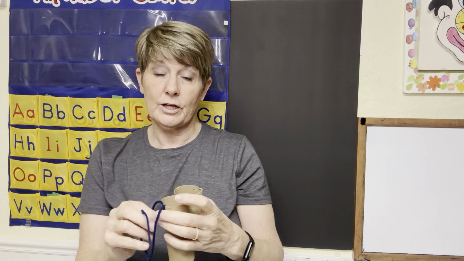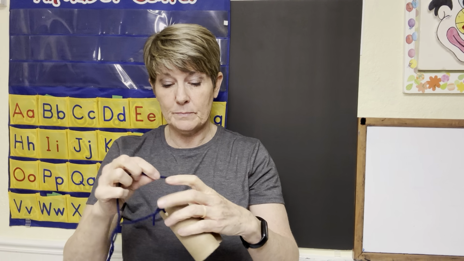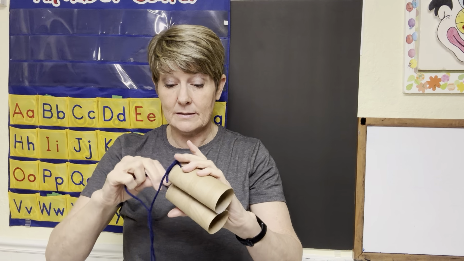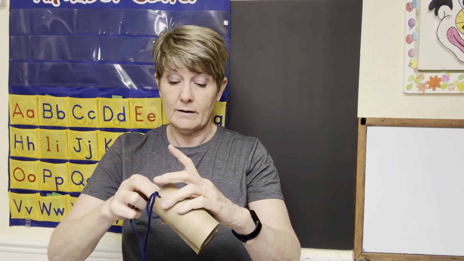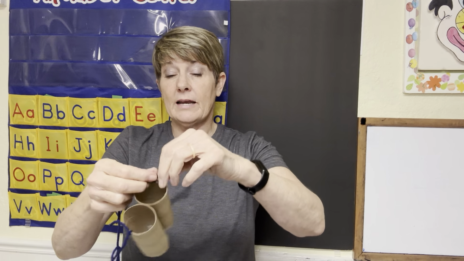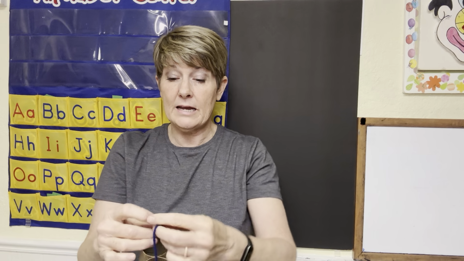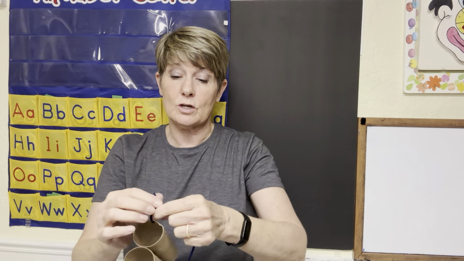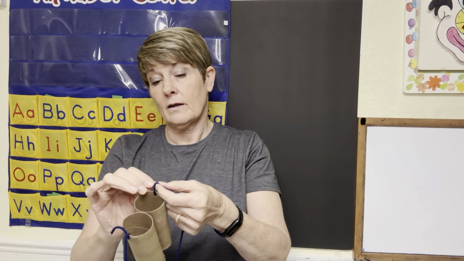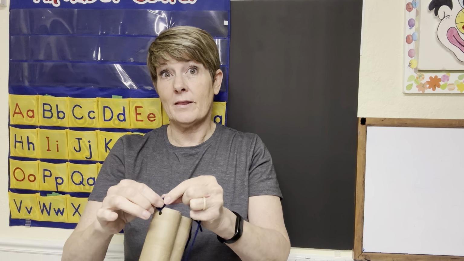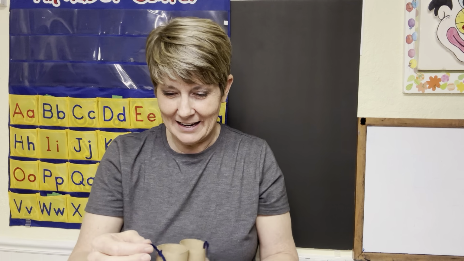I'll bet you have a really good grown-up that's helping you do this, because sometimes tying is a little bit tricky. Okay, we're going to pull it out of the other side, and we're going to tie a knot on each side so that we're going to be able to use our binoculars. Okay, and we're going to play an I Spy game.